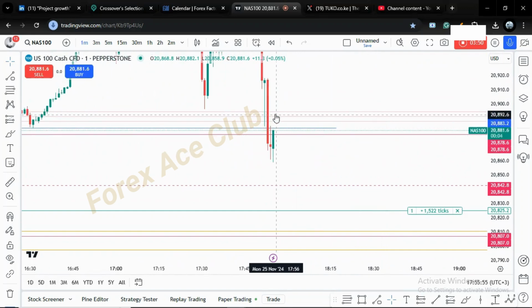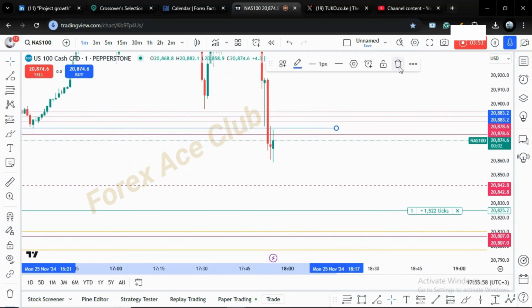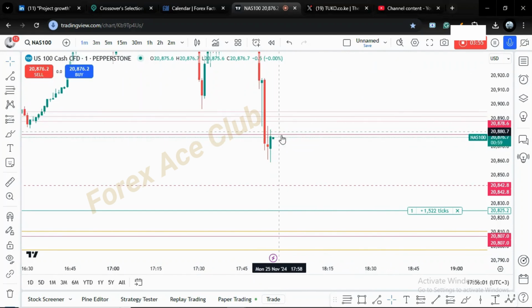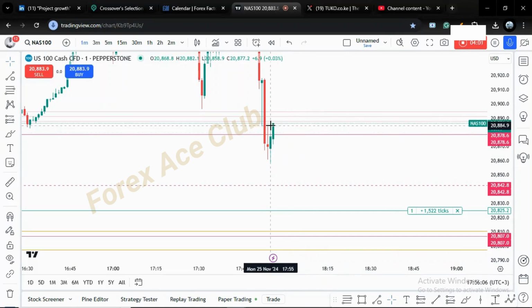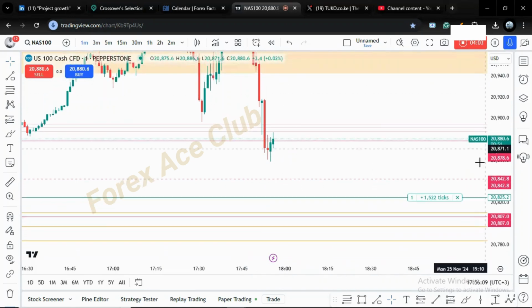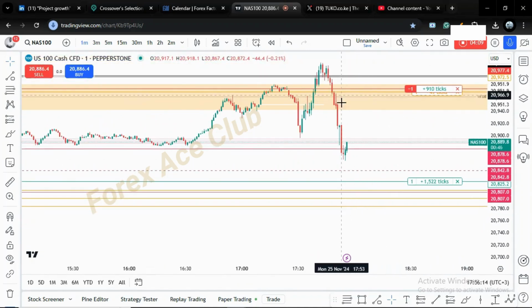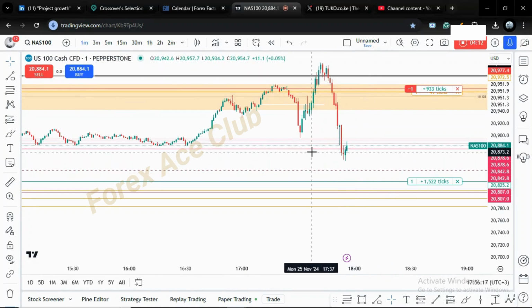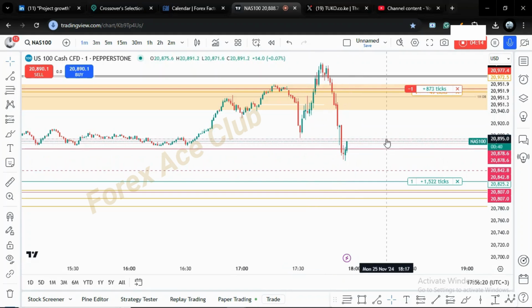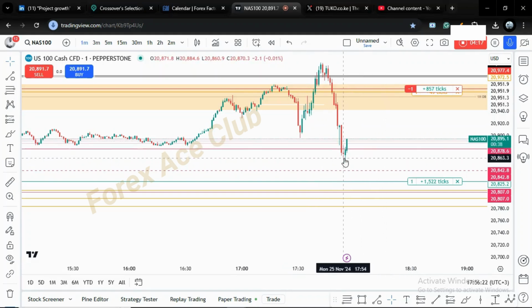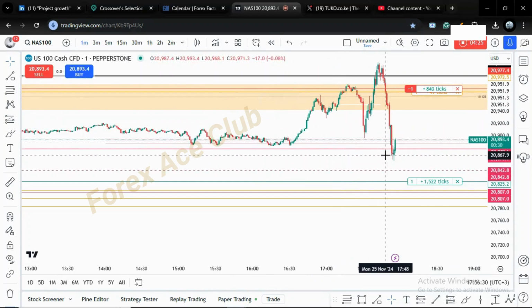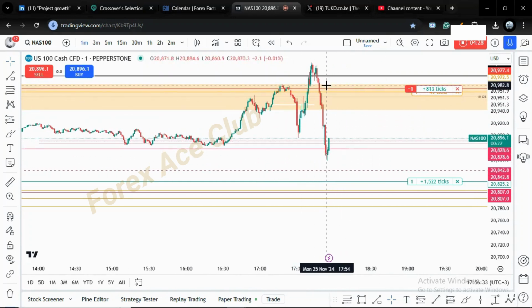So I want to see what price will do in this area, this inefficiency here, and you can see now, I've already closed the major part of my position. My trade is at break even in case the market decides to go up, because it can go up then continue to go down.